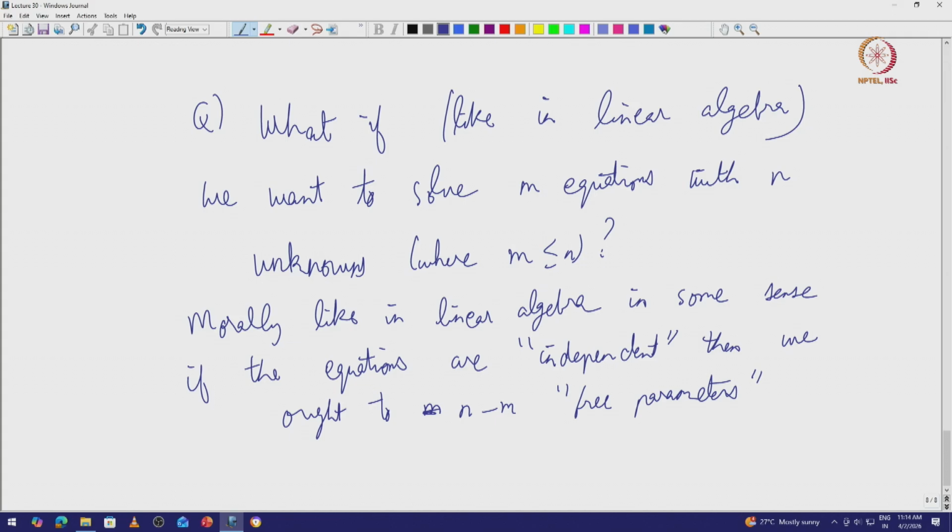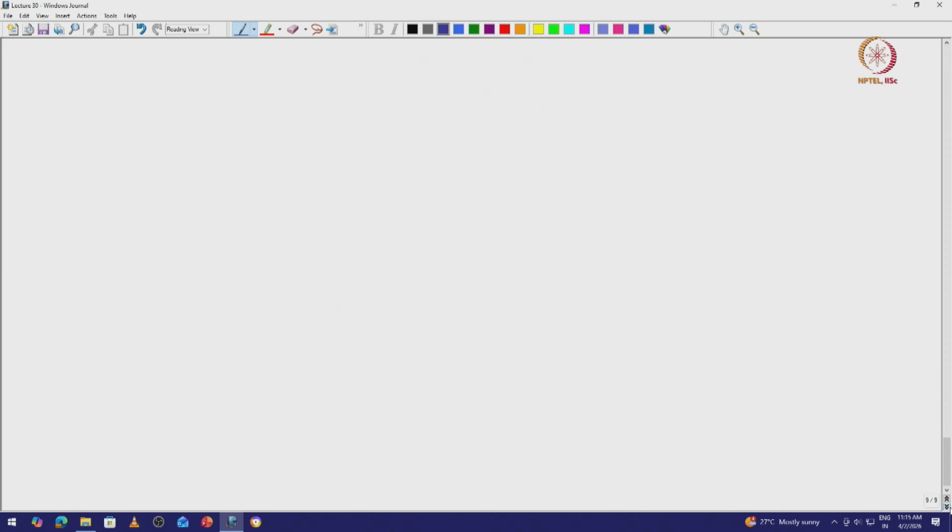So, does this sort of intuition work for non-linear equations as well? If you have, let us say, 5 equations and 10 unknowns, would you expect to be able to solve them and have 5 free parameters? This is the kind of question we want to answer. Let us look at an example to see if it is a reasonable question or not.